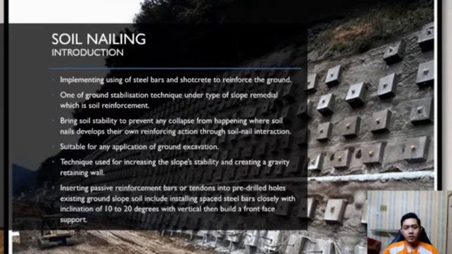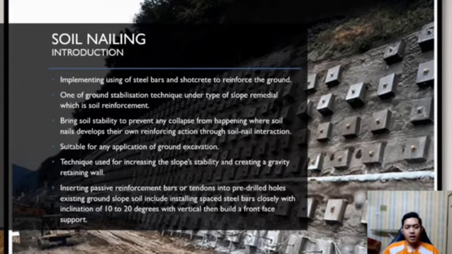Soil nailing is a method that uses steel bars and shotcrete to reinforce the ground. It is one of the ground stabilization techniques and a type of slope remedial, which is soil reinforcement. This method brings soil stability to prevent any collapse from happening, where soil nails develop their own reinforcing action through soil nail interaction. It is suitable for ground excavation applications, and these techniques are used for increasing slope stability and creating a gravity retaining wall.